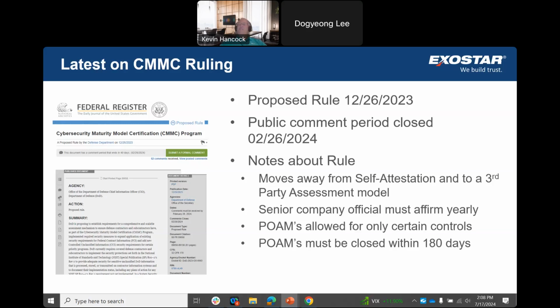You are allowed to have POAMs, and a POAM is a plan of action and milestone. So if you haven't implemented a particular control, you open what's called a POAM, the plan of action and milestone of how you're going to address that control and when you should have that implemented by. Those POAMs must be closed within 180 days, and only certain controls are allowed to have POAMs. And we'll cover that in a little bit when we start talking about the scoring of the controls themselves.